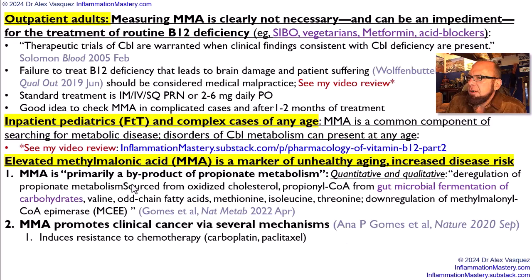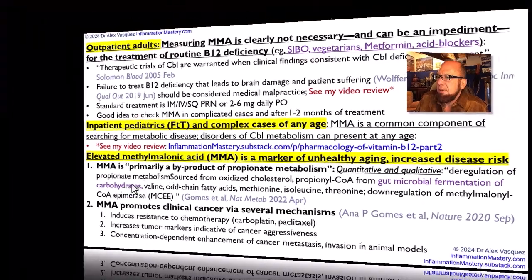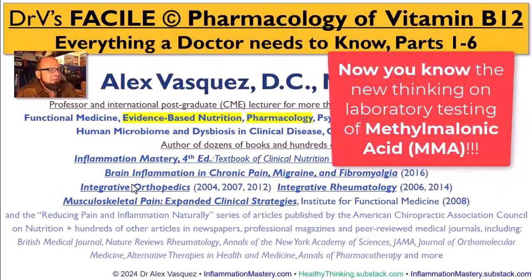Again, according to the work of Ana Gomez and her colleagues, methylmalonic acid induces resistance to chemotherapy, increases tumor markers indicative of cancer aggressiveness, and causes a concentration-dependent enhancement of cancer metastasis and invasion in animal models. So thank you very much for your attention.